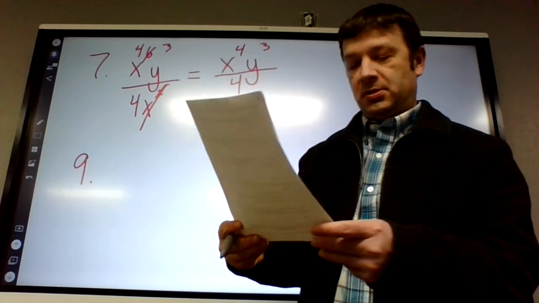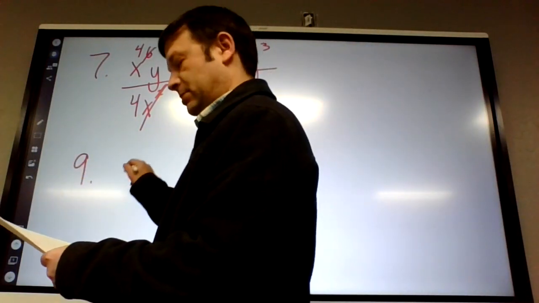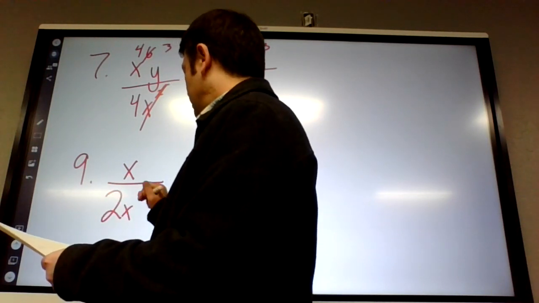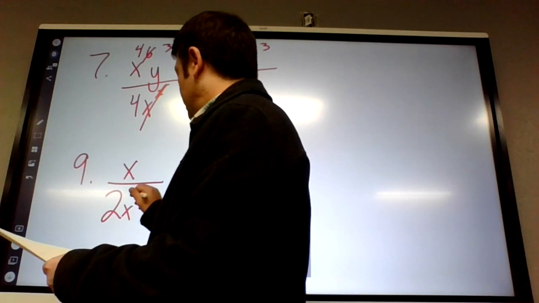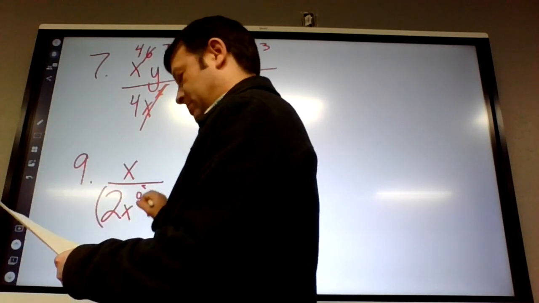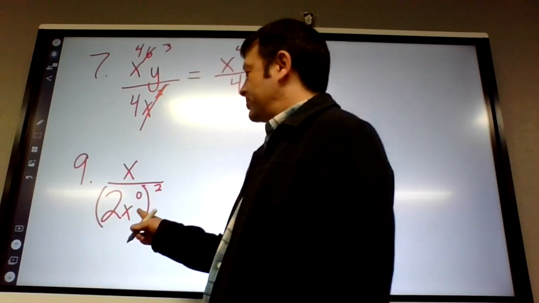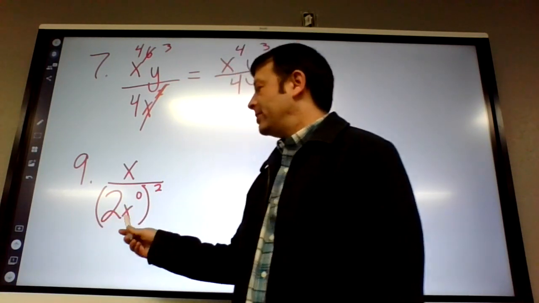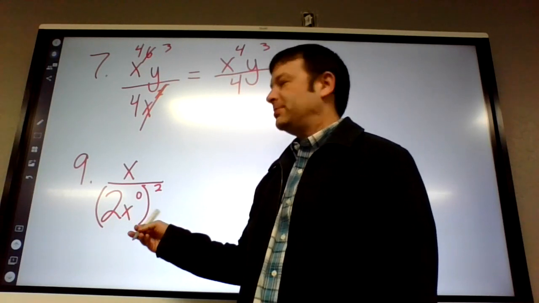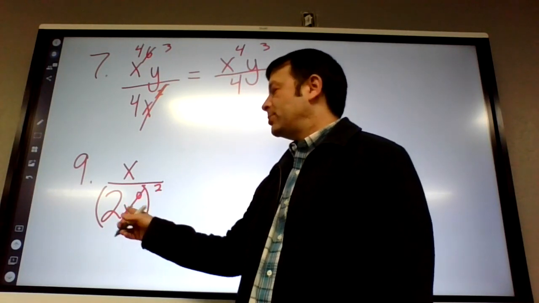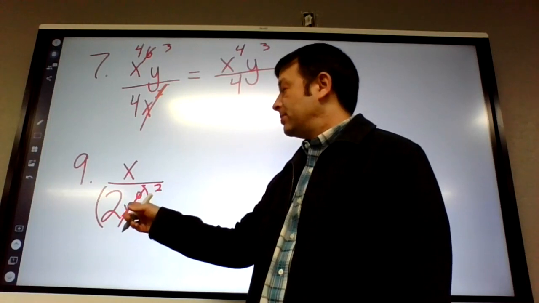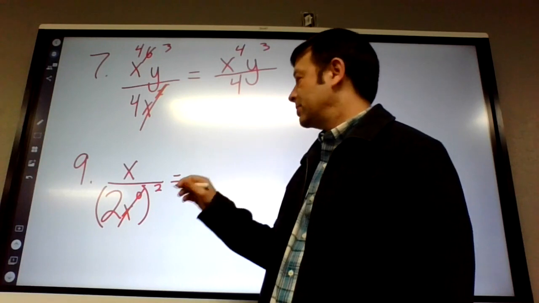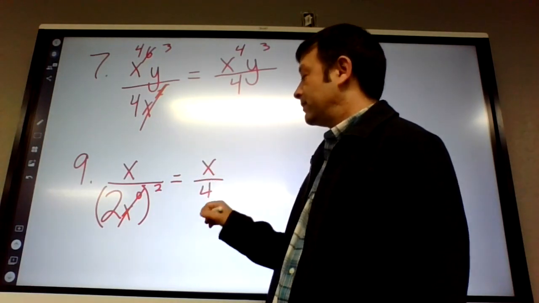Number 9. Ciara, what's 2 to the 0? Or x to the 0, I mean. 1. And what's 1 times 2? 2. So really on the bottom, that x to the 0 is just gone. 1 times 2 is just 2. So the bottom is going to be what? 4. So it's just x over 4.